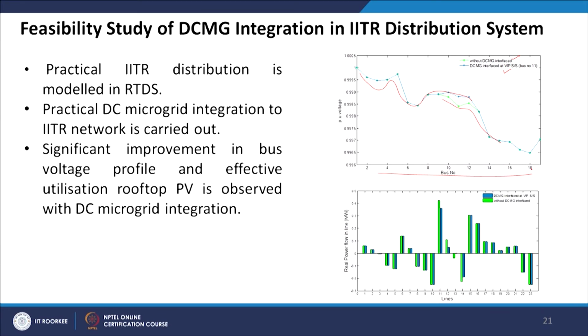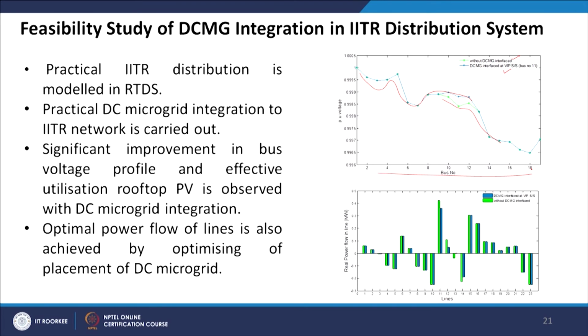A significant improvement in the bus voltage profile and effective utilization of PV is observed with the help of DC microgrid integration. Optimal power flow of the lines is also achieved by optimizing the placement of the DC microgrid. The DC microgrid can be placed at different locations. So, by varying the location, we felt that optimal utilization of the lines as well as the voltage profile can be achieved.